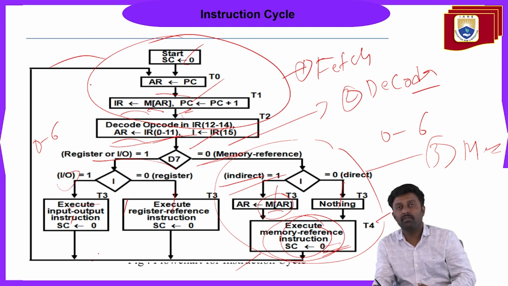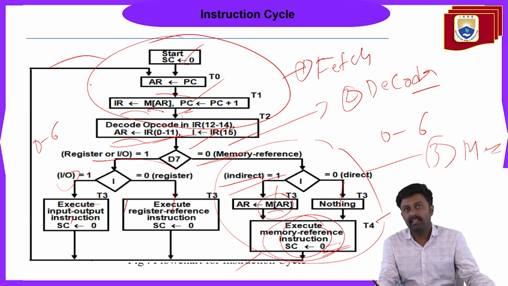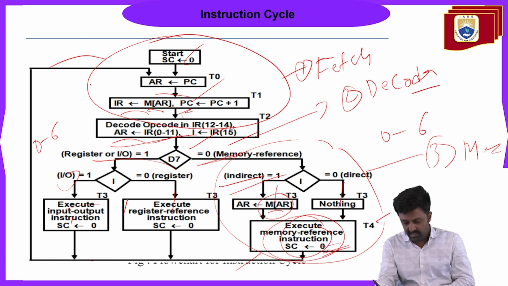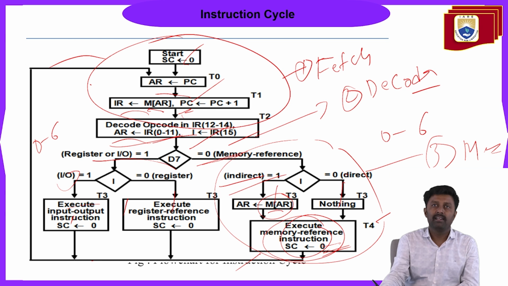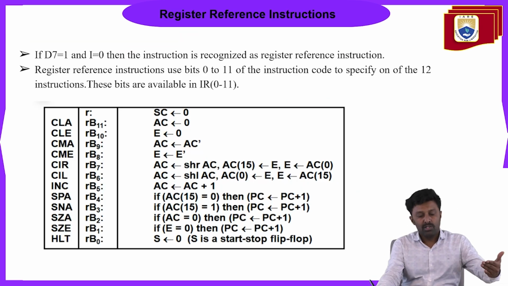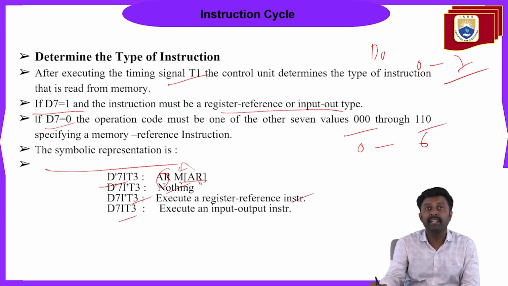So this is a flowchart for the execution of an instruction cycle, wherein we use different kinds of registers like the address register, program counter, and instruction register. With the help of these registers, the instructions are written and executed. So now we have seen in the previous section determining the type of instruction.